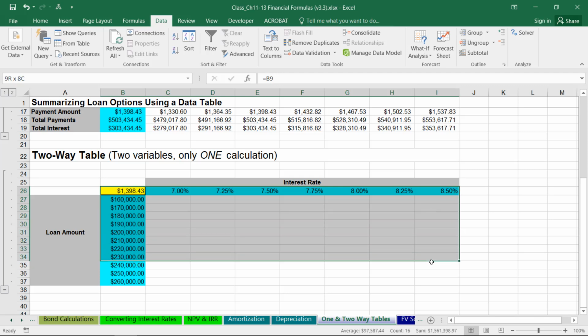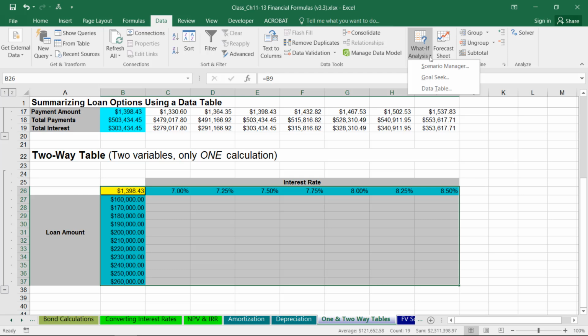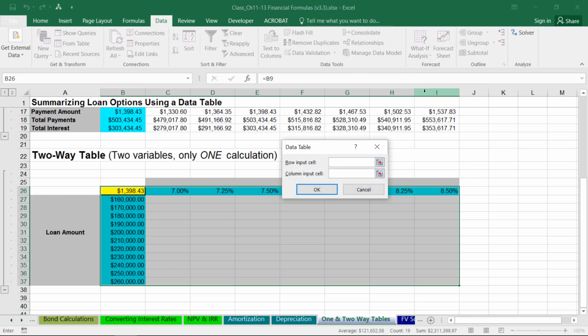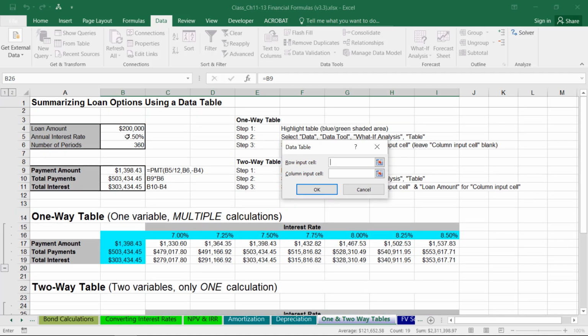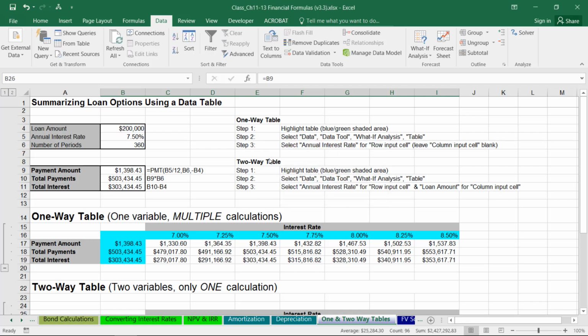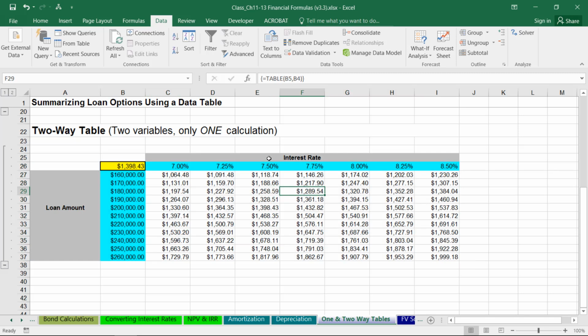We highlight the entire table and go to what if analysis, data table. What changes as we go across the row? Well, it would be this interest rate up here in B5. As we go down the columns, what's changing is the loan amount in B4, and we say OK. Now it filled in the table for us.